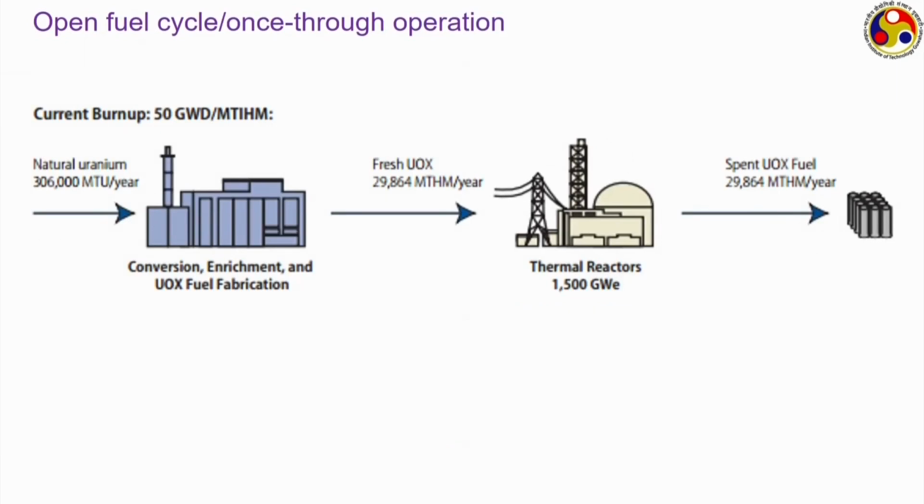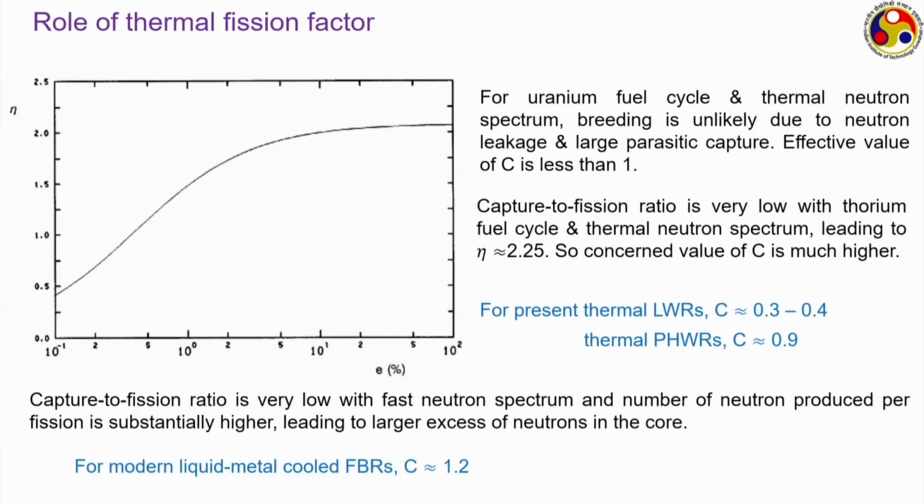At this particular point, before I close today's lecture, I would like to quickly discuss three different fuel cycles which are followed in industries. Just now we have seen that different kinds of reactors can give different breeding or conversion ratios, and that conversion ratio is a function of the thermal fission factor.